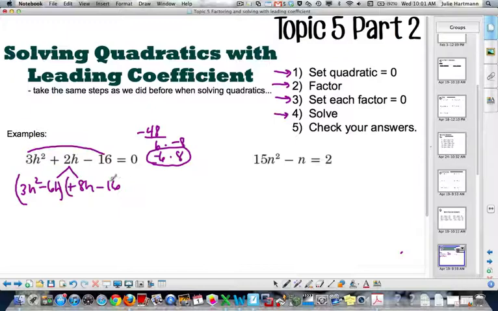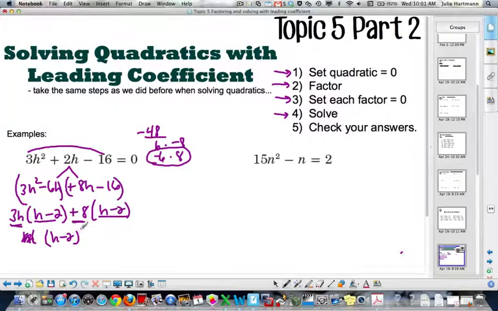We're going to group it. Here we can take out a 3h, and we're left with h minus 2. Here we can take out an 8, and we're left with h minus 2. Now they both have an h minus 2, so I can take that out. H minus 2, and I'm left with 3h plus 8.